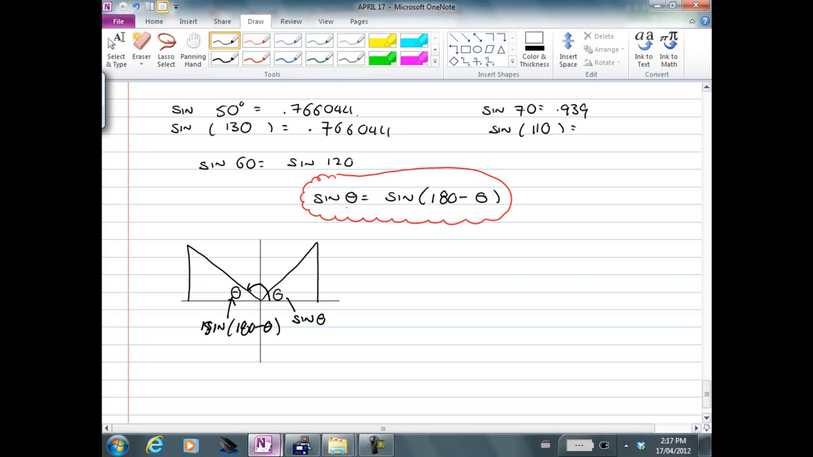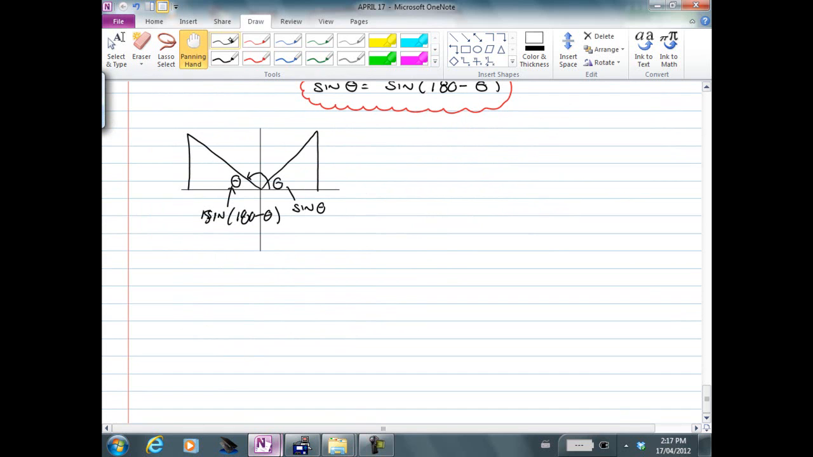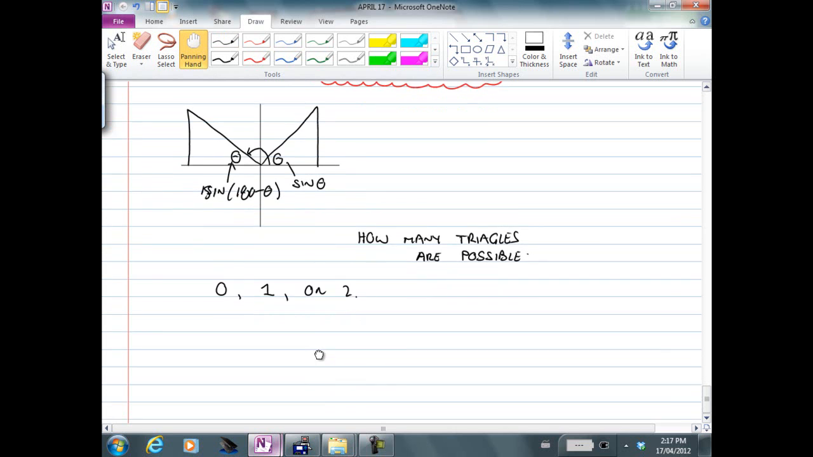But I'm going to give you a question. They're going to say, how many triangles are possible? Now, the book teaches a lot more complex way, but I'm going to teach you a simpler method. It's going to say how many triangles are possible, and you get a choice: 0, 1, or 2. That's only 3 choices you get. This is called the ambiguous case.